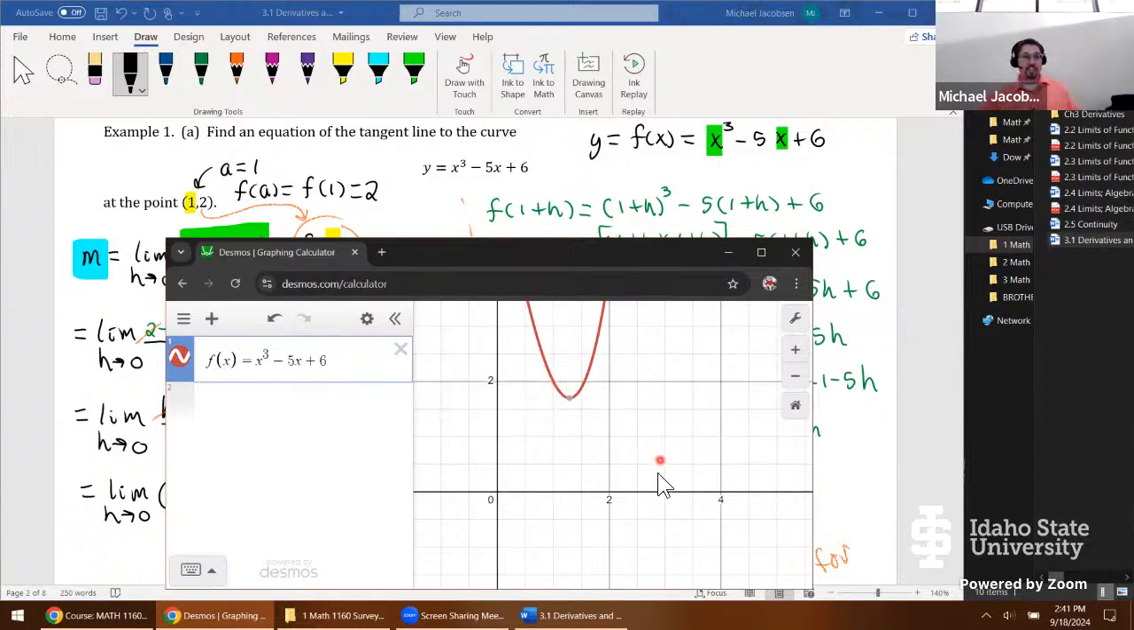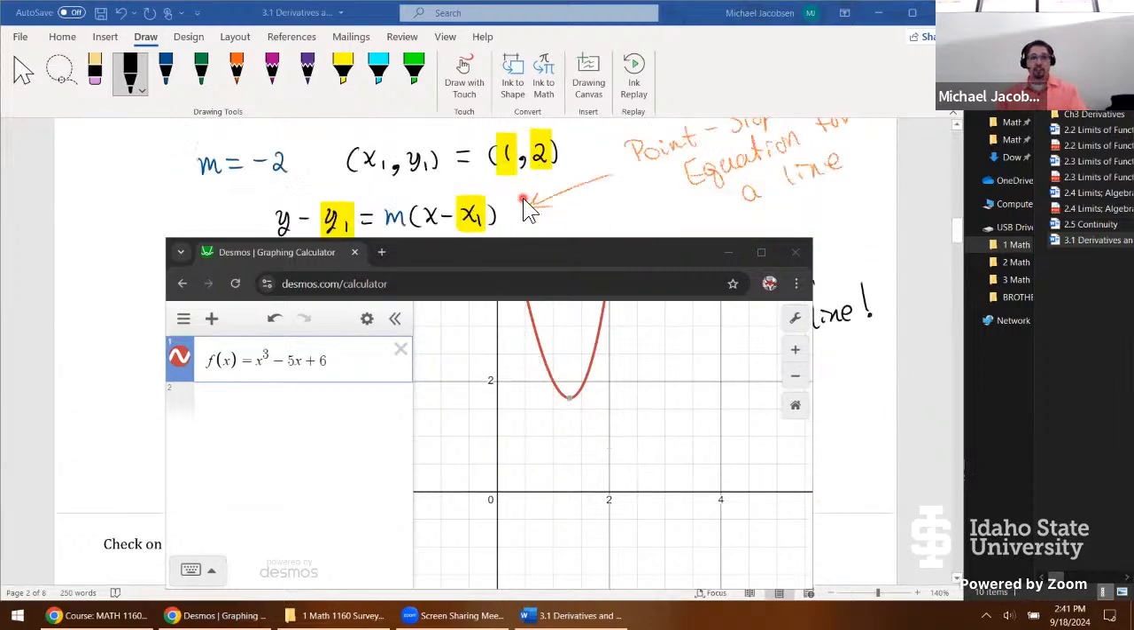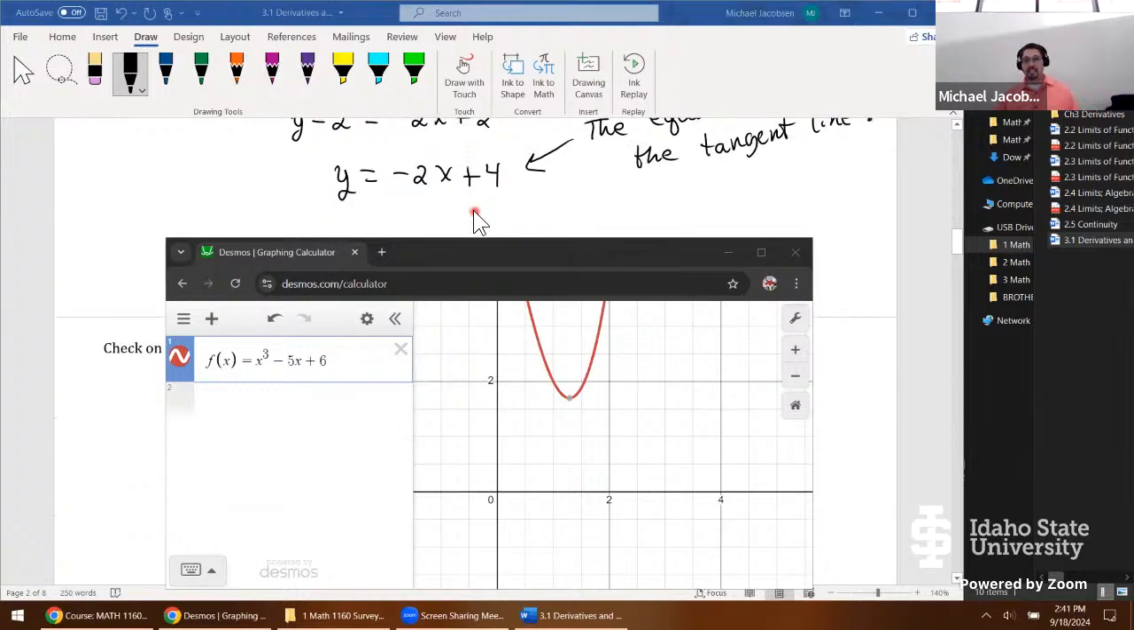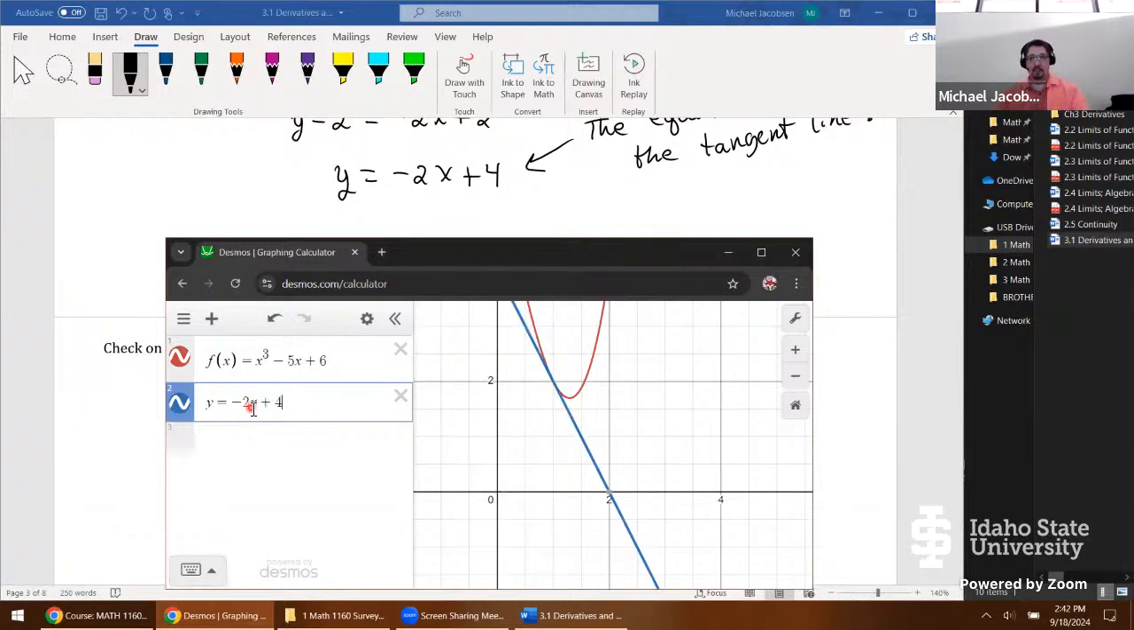If we were to attempt to draw a tangent line, it would look like this. Here's the point 1, 2. The tangent line equation I claim should look like that, meaning it better have a negative slope. The slope is negative because the curve is going down in that way. So let's come back over here and now put in our equation of the tangent line. It came in as negative 2x plus 4. In Desmos, you can just click down to the next line and put in y equals negative 2x plus 4. And there it is. That's our tangent line that we were looking for.